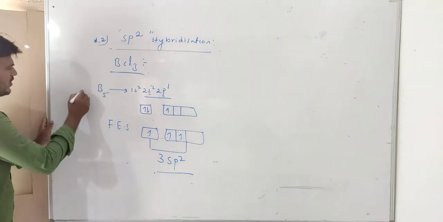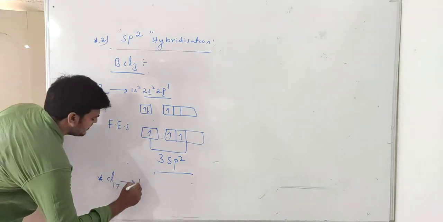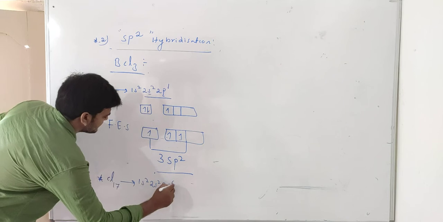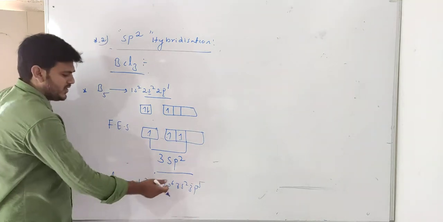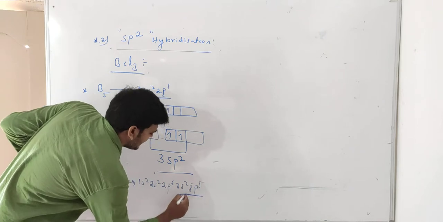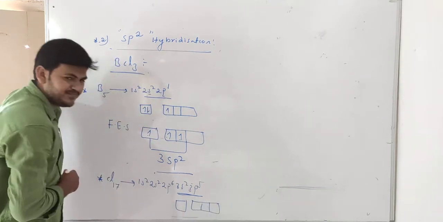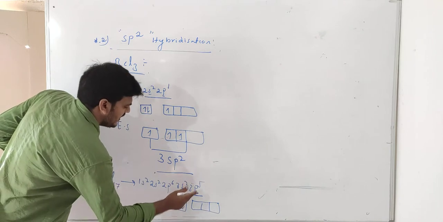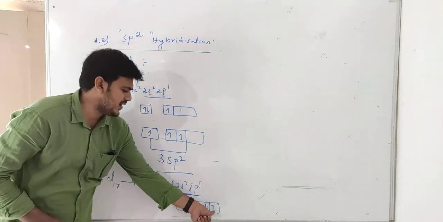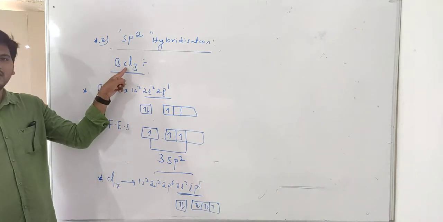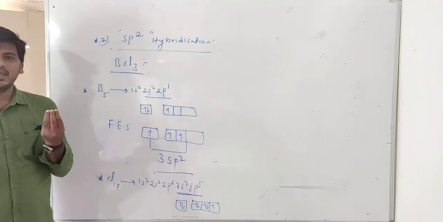Next one, chlorine. Chlorine atomic number is 17, and the electron configuration is 1s2, 2s2, 2p6, 3s2, 3p5. Total electrons are 17. The outermost electron configuration is 3s2, 3p5. There is only one s orbital and three p orbitals, px, py, pz. 3s2 has 2 electrons, and 3p5 has 5 electrons. Every chlorine has 1 unpaired electron, and total chlorine atoms are 3, so total unpaired electrons are 3.